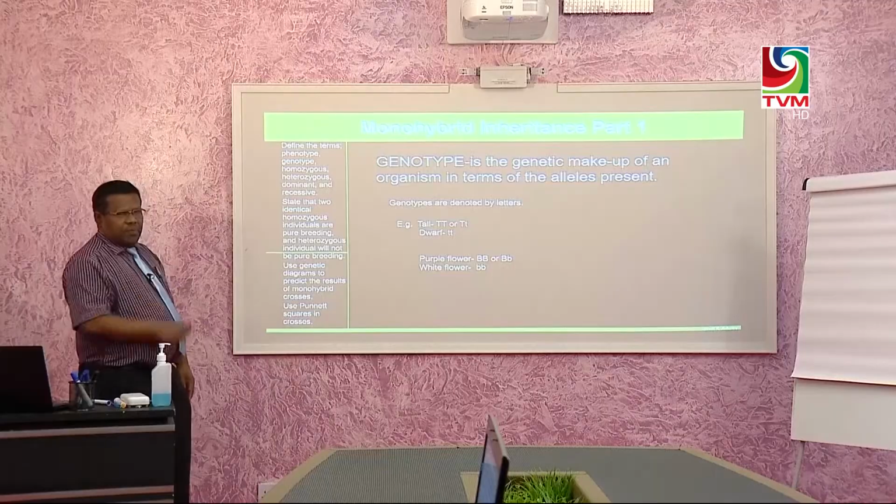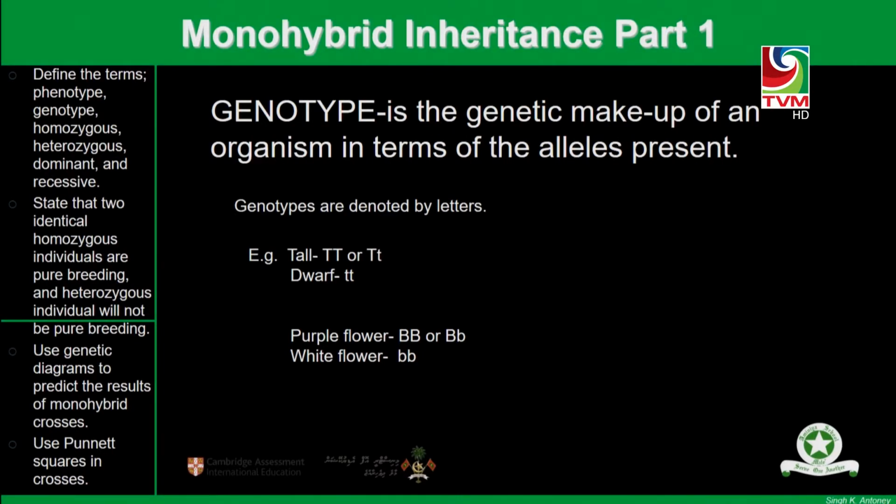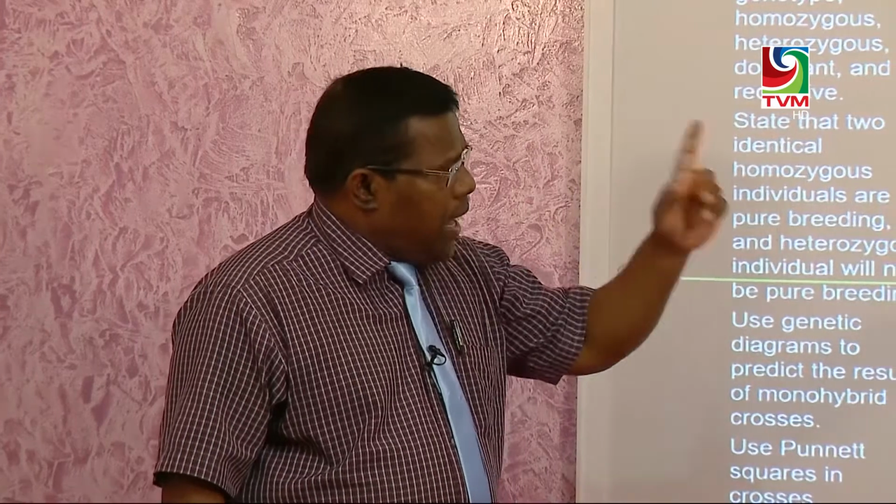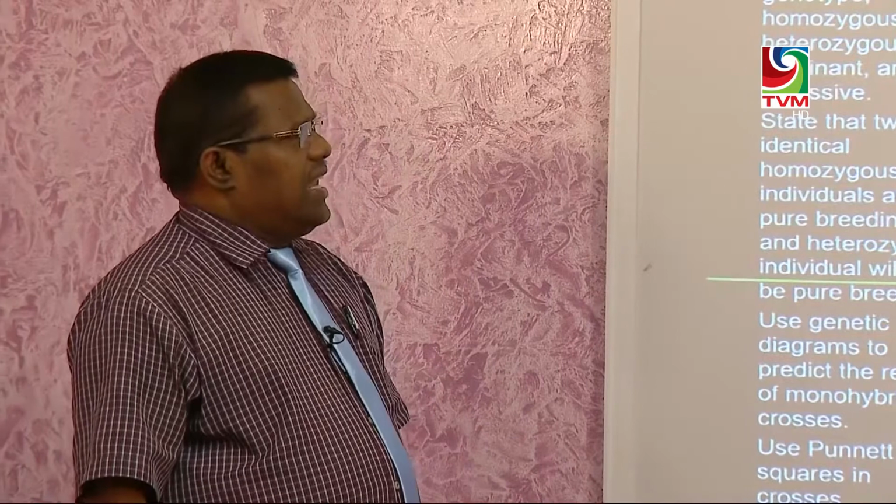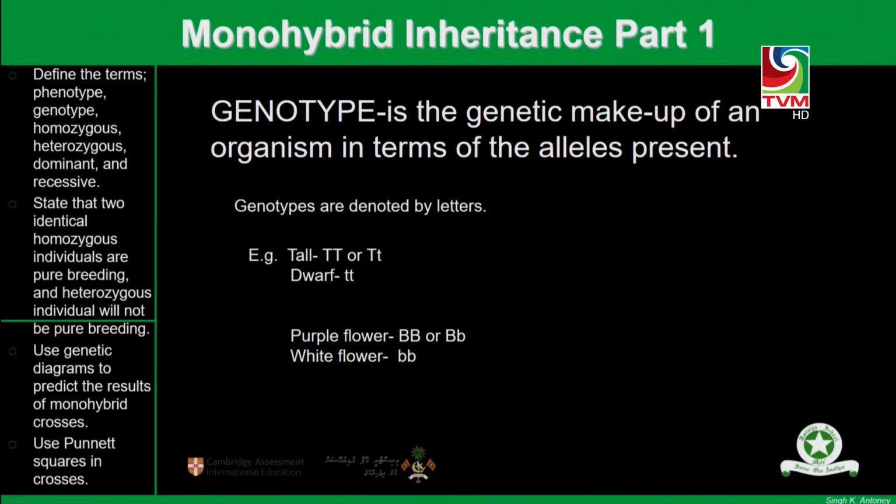Now coming to genotype. For all this phenotype that we have seen, there will be genotype. Genotype is the genetic makeup of an organism in terms of the alleles present. In the previous episodes, we have learned about the difference between gene and alleles, and we have studied that alleles are alternative versions of a gene. And so genotype is the genetic makeup of an organism in terms of the alleles present.